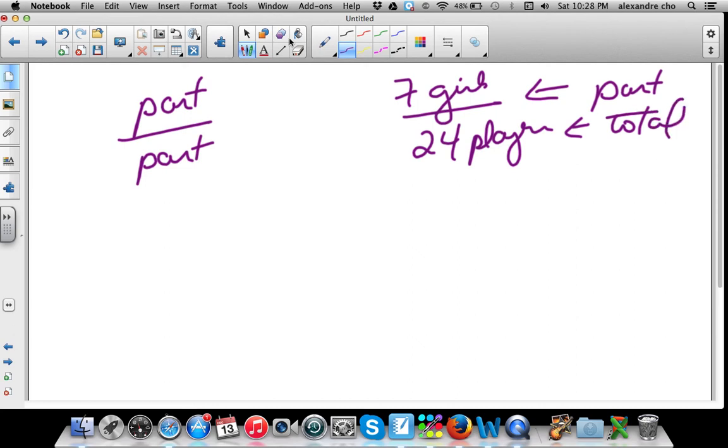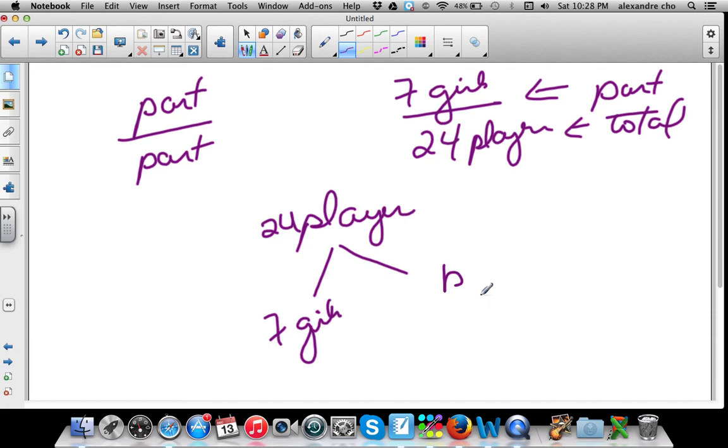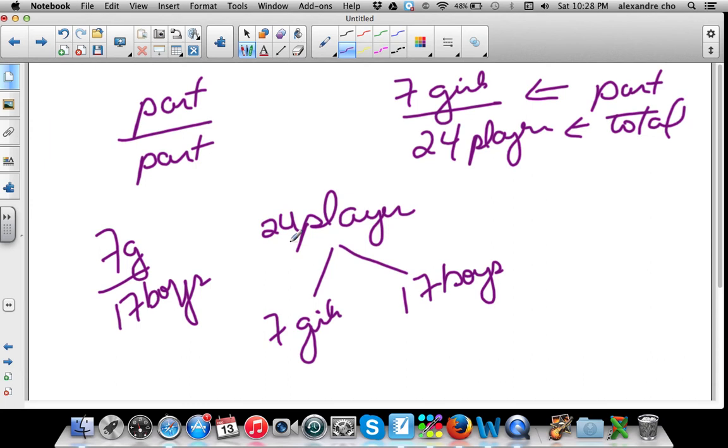You want a part-to-part. Well, from the information given to you, you know there are 24 players. And from the 24 players, if 7 of them are girls, the rest of them must be boys, making it 17. Okay, so now that you know how many boys there are, you can write a part-to-part ratio. You can either say 7 girls to 17 boys. Did I write boy? Oof, that was ugly. 7 girls, 17 boys, or 17 boys to 7 girls. Either one, they're both part to part. Okay, but you definitely needed to figure out that if there were 24 players and 7 of them are girls, the remaining part of the team would be 17 boys. Okay.